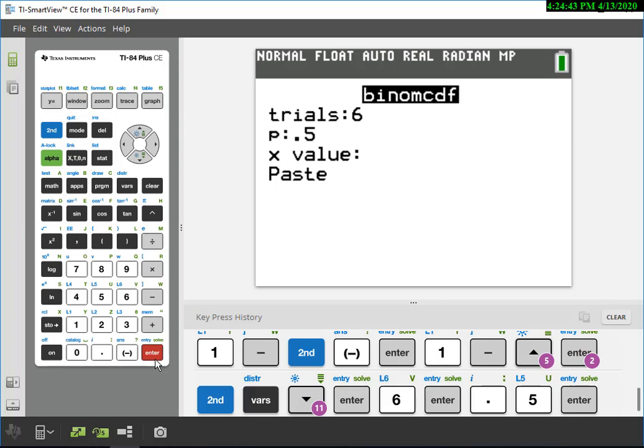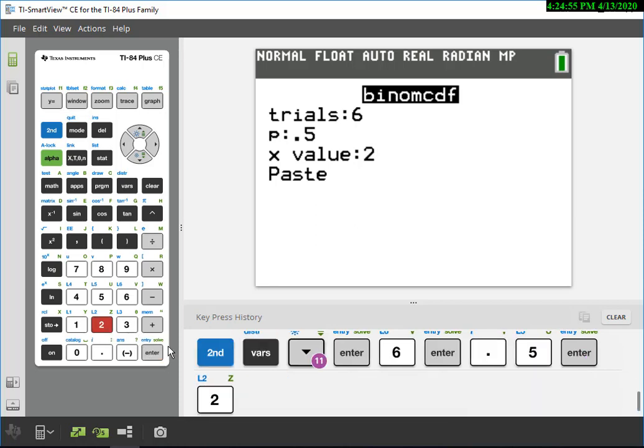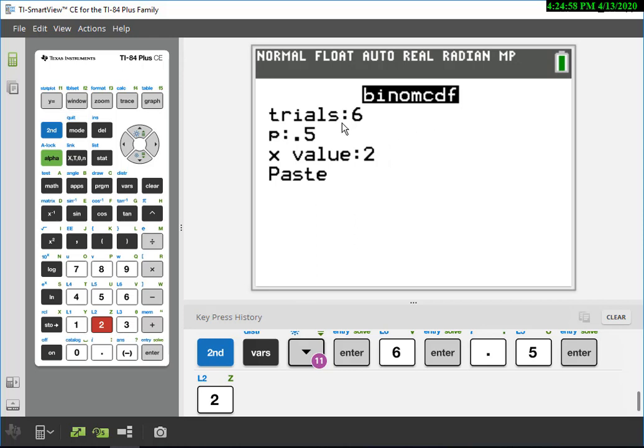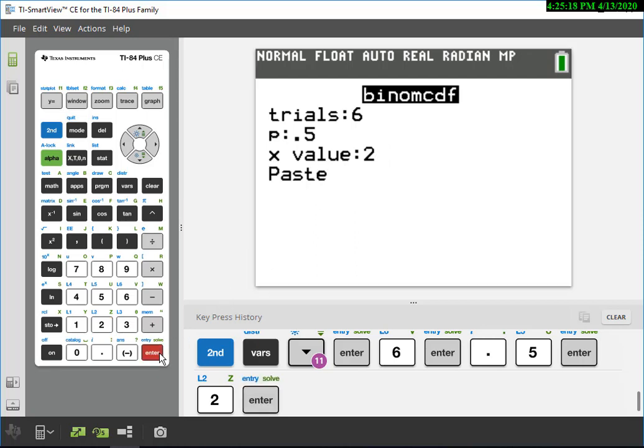I don't really remember the value that I was going to try. I think I said at most 2 boys or 3 boys. Let's just go with 2 boys. Okay, so we're going to calculate the probability that the family has no more than 2 boys, or at most 2 boys, I'm sorry. So we're going to find the probability that the family has up to 2 boys. Now keep in mind that that's actually calculating if they have no boys, 1 boy, or 2 boys. So okay, we're just going to hit enter.